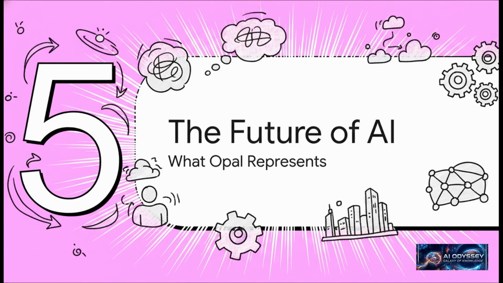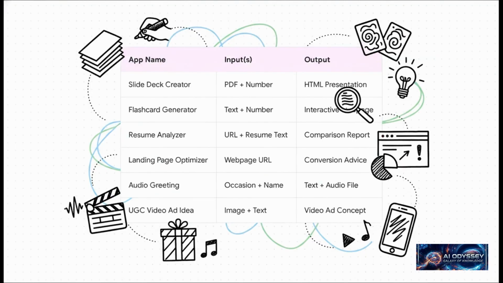Okay, so after seeing all of this, from slide decks to audio messages, let's just zoom out for a second. What does a tool like Opal really represent? What does this tell us about the future of personal AI? I mean, let's just pause and recap what we saw get built here. In just a few minutes, we saw the creation of a slide deck creator, an interactive flashcard generator, a resume analyzer, a landing page optimizer, a personalized audio greeting, and even the start of a video ad concept.